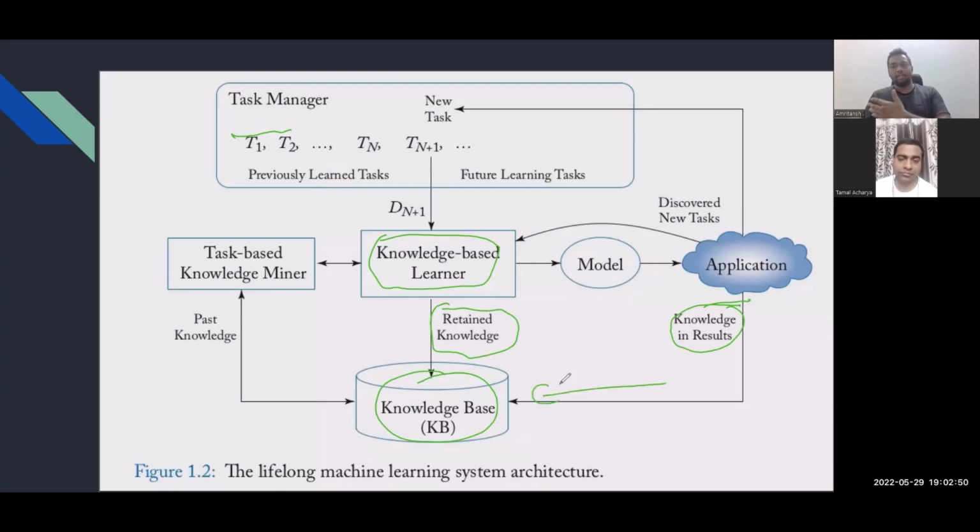So whatever you did with the application, the model will run and the application will be executed. That will give us feedback, like what happened, what did we learn, what mistakes we made, right? Then a task-based knowledge miner is there, which can keep expanding and looking into different tasks, and based on those tasks, it can continue to mine new knowledge.